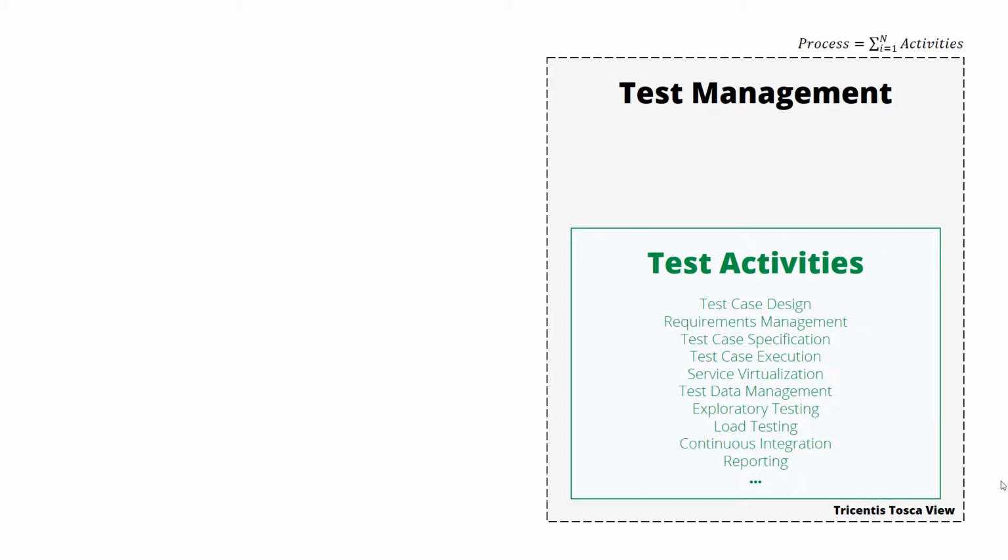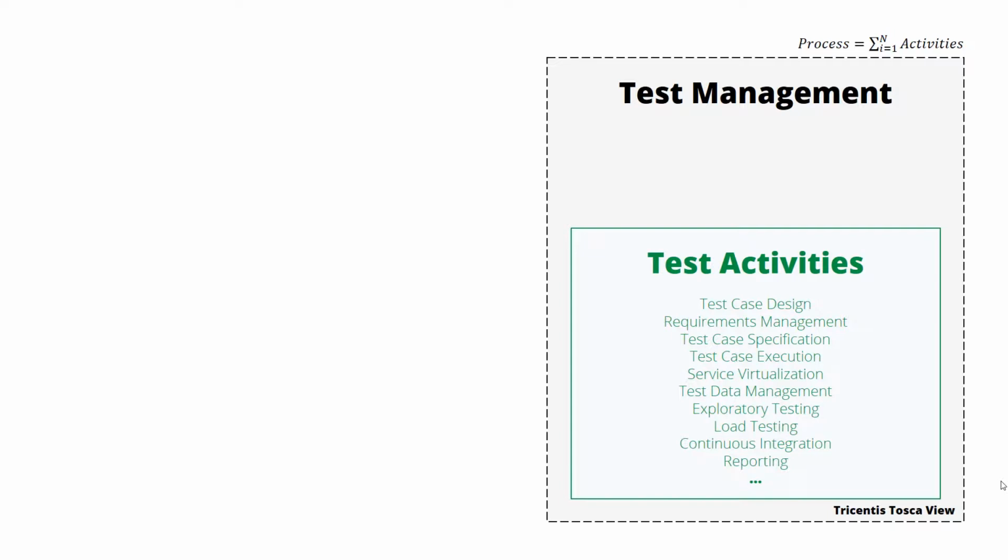Within the Tosca test suite, you have lots of different test management capabilities, which means you can do test case design, you can work on your requirements and track all your requirements within the product and weight them there. You have your test case specification, you can execute and automate your test cases, you can do continuous integration tests, you can schedule your tests and everything. These are all different test activities, which to some extent contribute to test management. So test management is the sum of all those different activities you can do within the Tosca test suite.